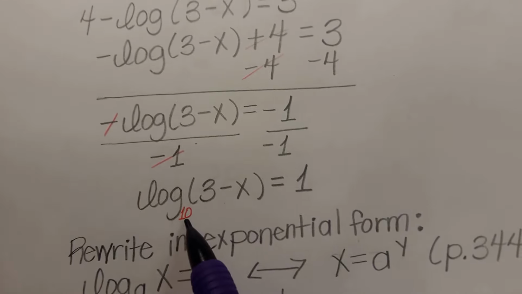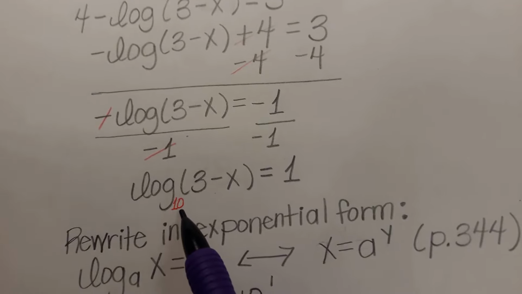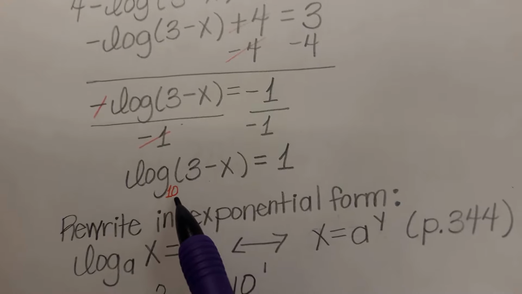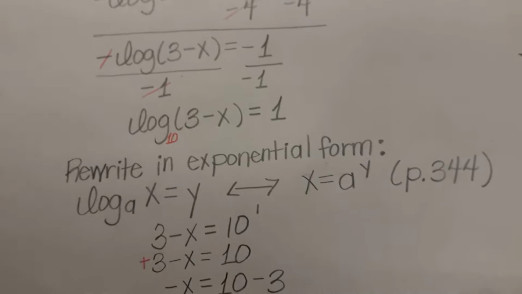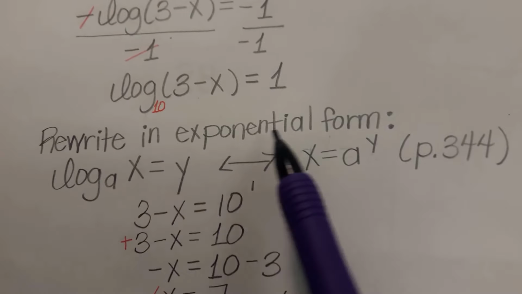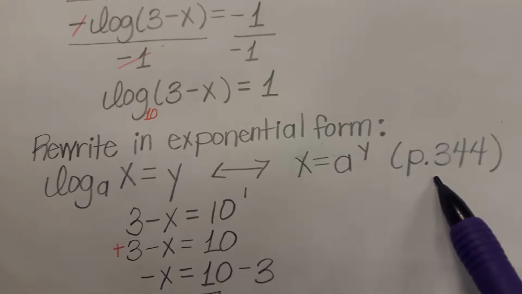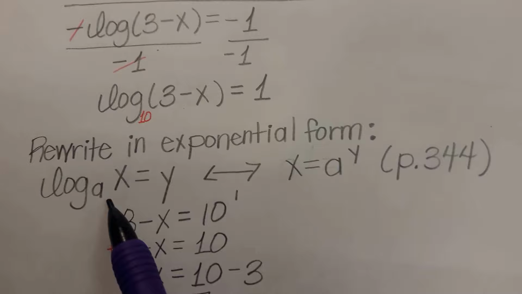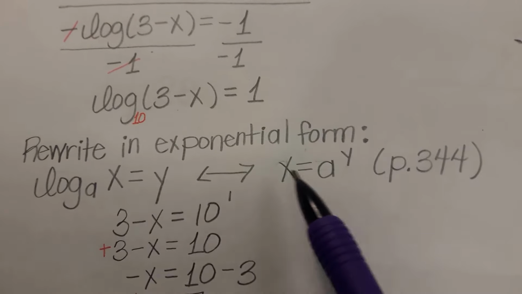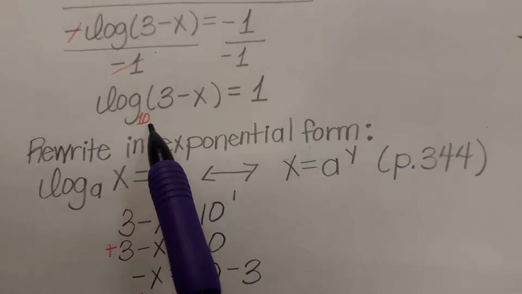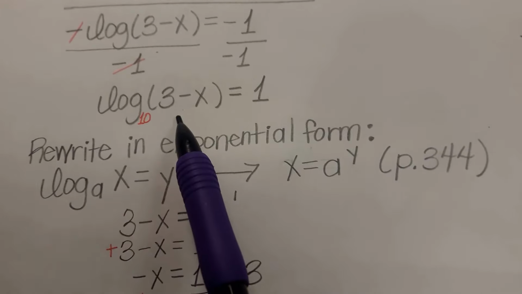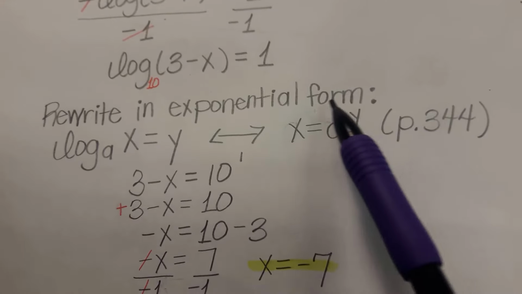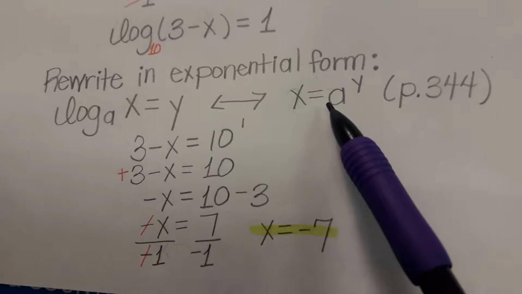One thing you want to remember is that if I do not see a number in my base area, that's understood to be 10. So this is understood to be a base 10 number. From here, I can rewrite this problem in exponential form. So if you go back to page 344 in your textbooks, it shows you how to convert it from logarithmic form to exponential form. So if you notice, a is 10. X is the 3 minus x, and then y is 1. And all I did was I substituted those parts into my exponential formula.